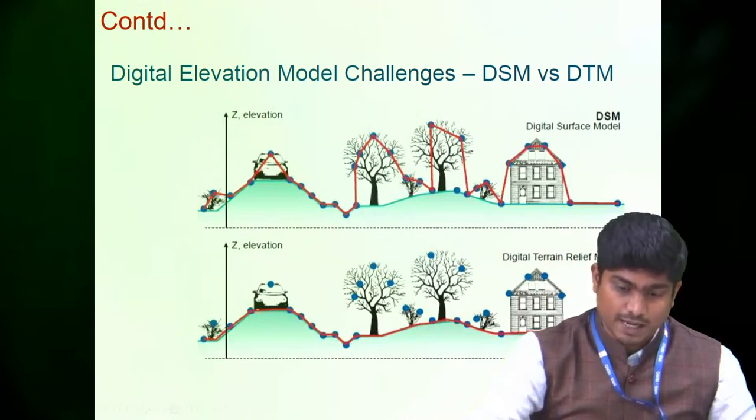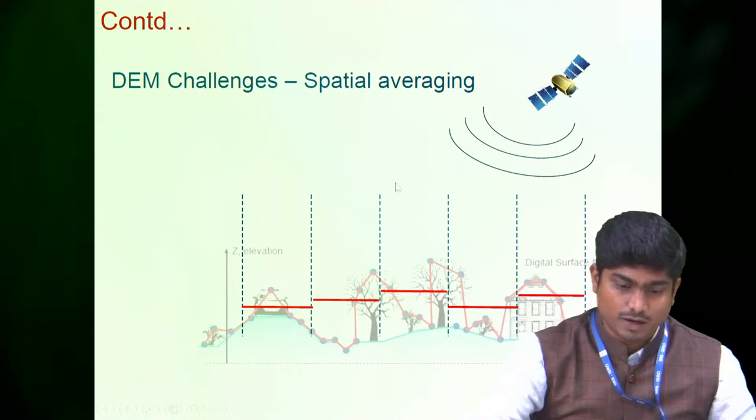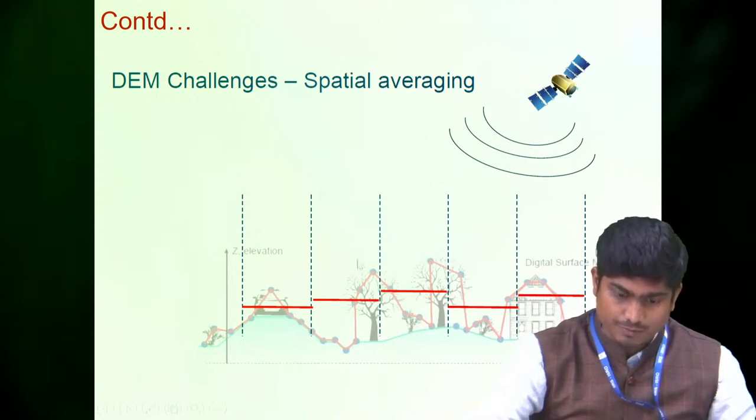This is one of the challenges, and how we can address that we'll also see in the coming slide. So this is what I was saying: maybe you can go for spatial averaging, try to remove those elevation values, and try to approximate the elevation values of the bare earth model.